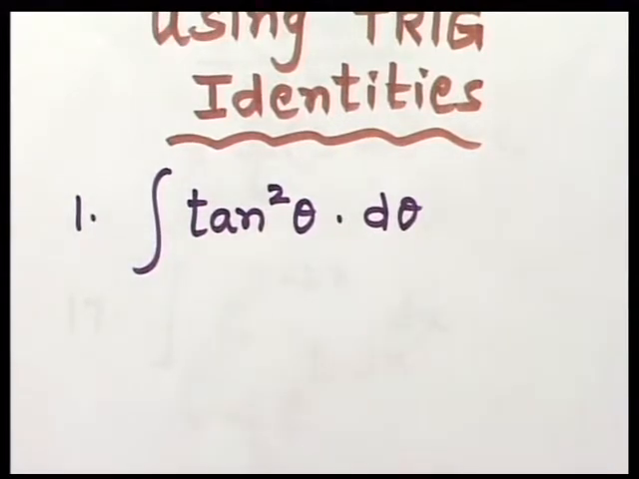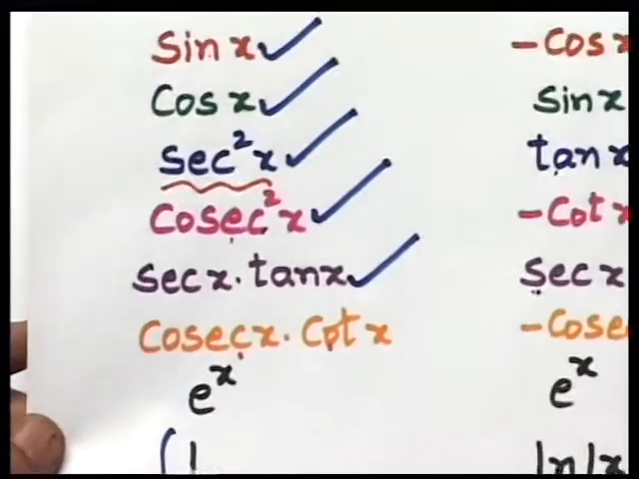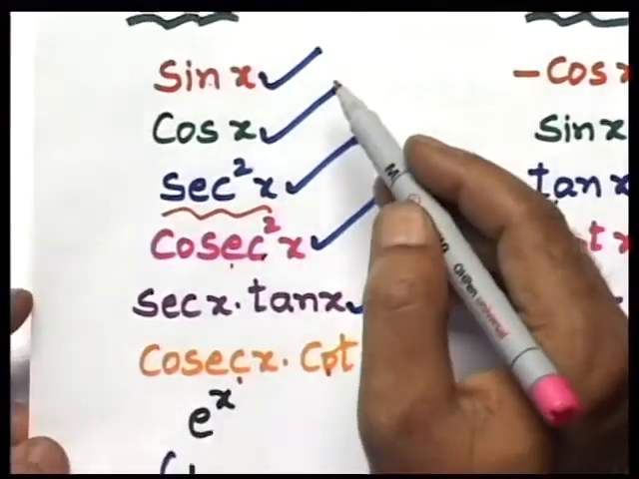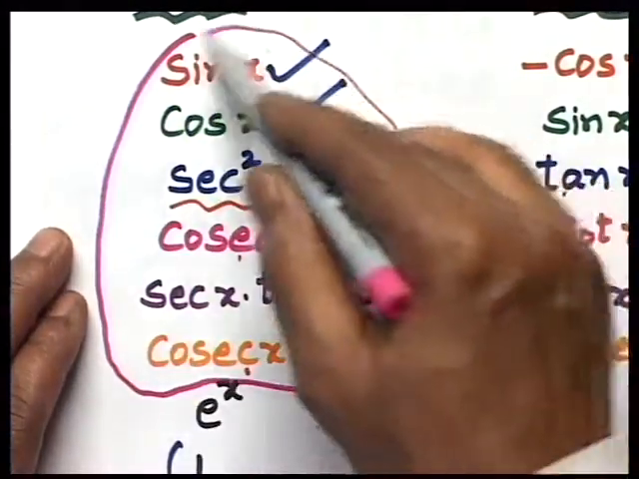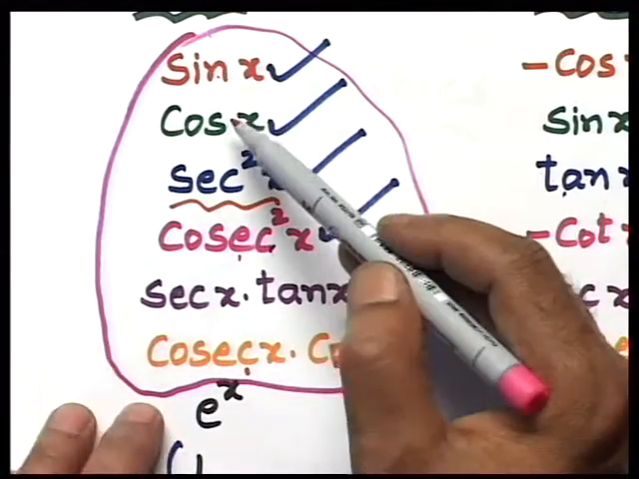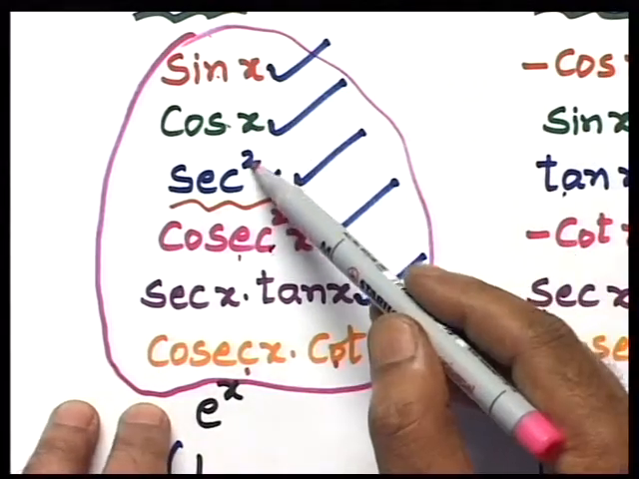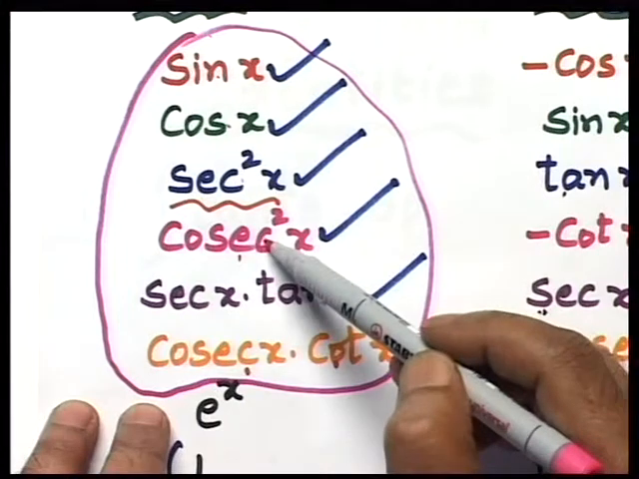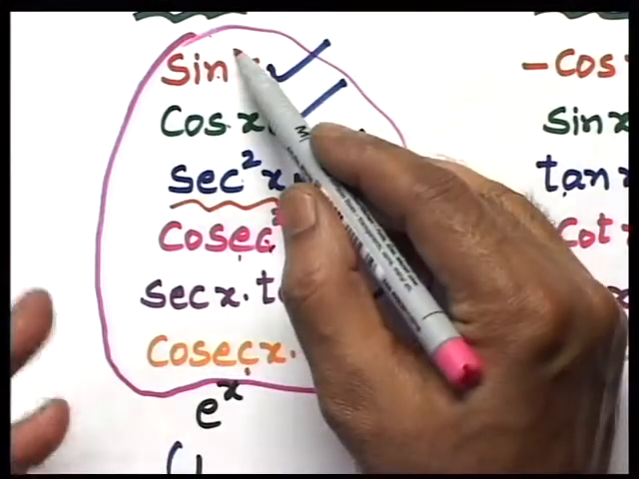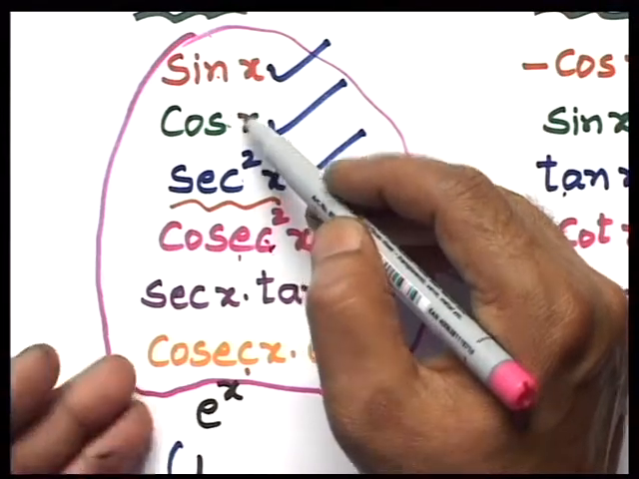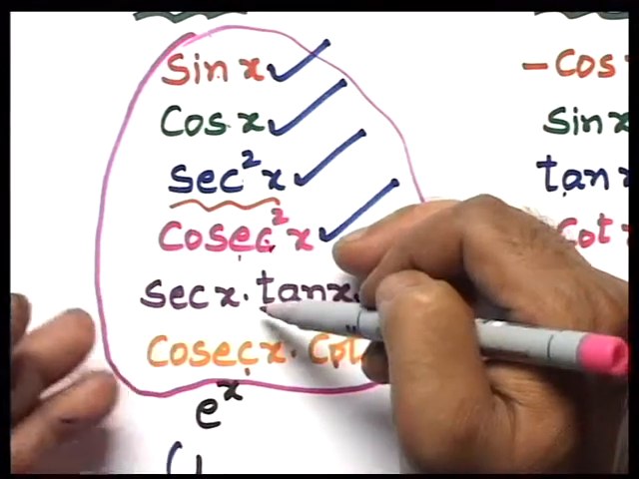Tan square x or tan square theta. What I want you to look at the list of integrations that we know are here, right? Trigonometric ones, right? Those are the ones. We know sine, cos, we know sec square, cosec square. We don't know any other. So we don't have sine square, we don't have cos square, cot square, no.